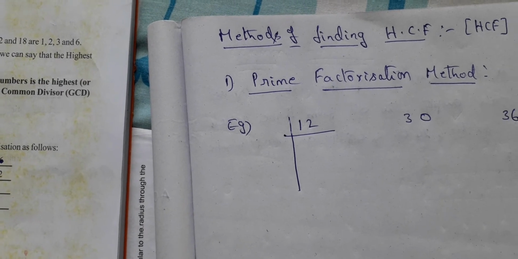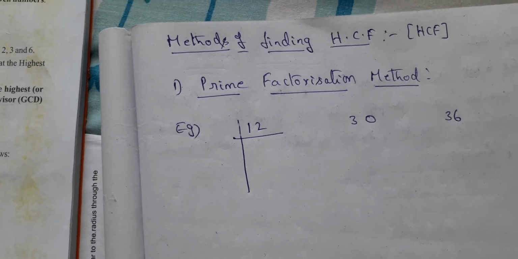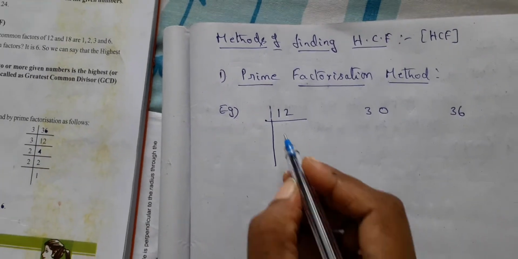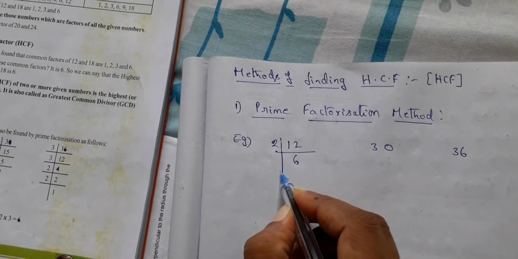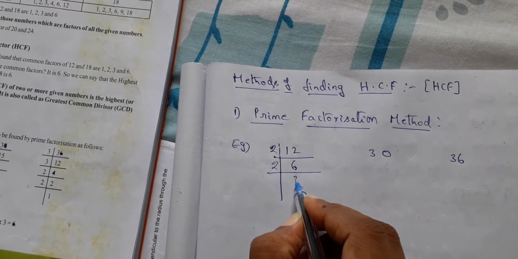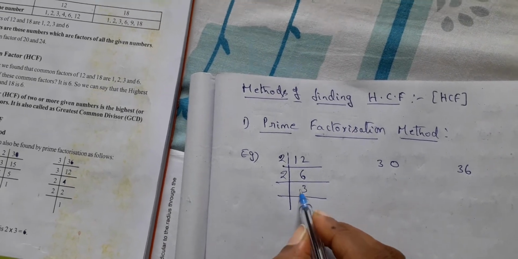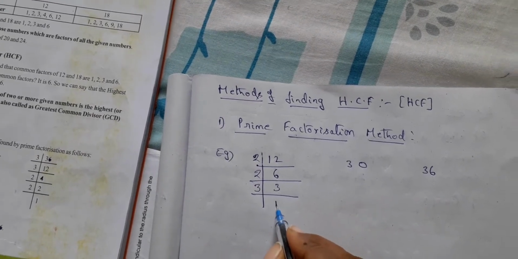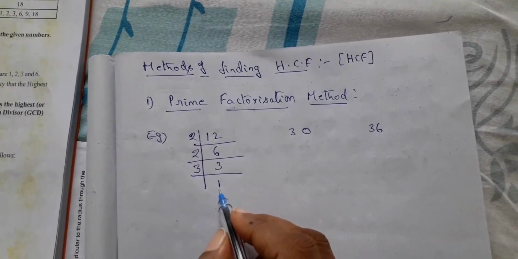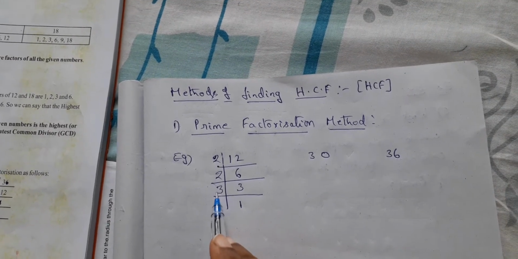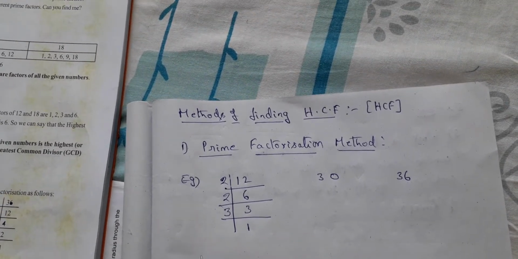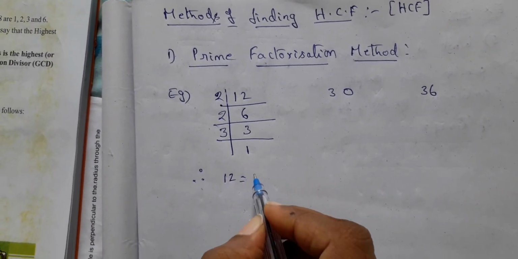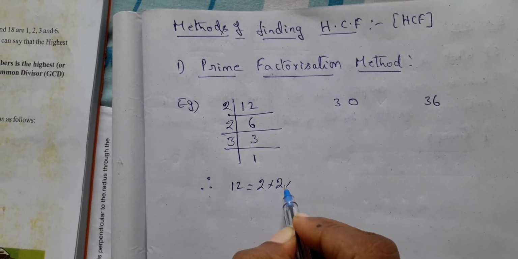So 12, what is the least prime number? 2 is the smallest prime number. So use 2 here. How many times will it go? 2 sixes are 12. Then again 2, 2 threes are 6. Then it won't go in 2. So 3 ones are 3. We continue till 1. That we have already learned, right? So therefore 12 can be written as 2 into 2 into 3.